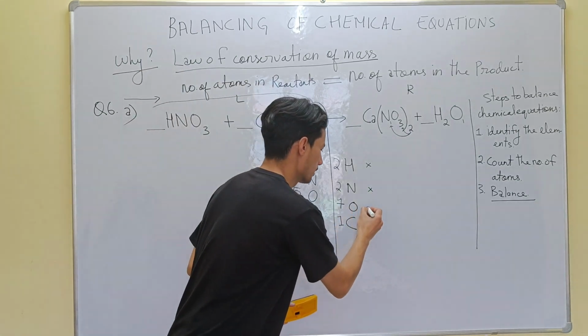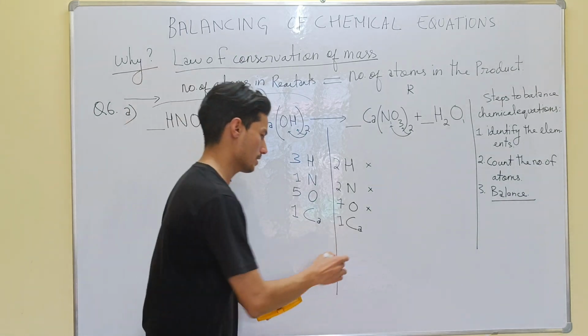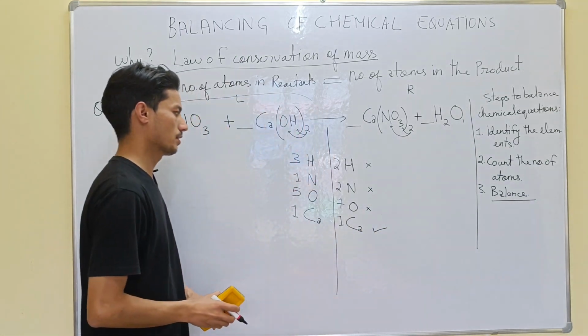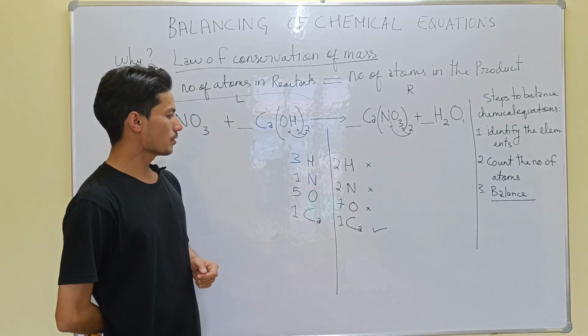Okay, they are not balanced again. We have 1 calcium and 1 calcium. They are balanced? Yes. So only calcium is balanced. Okay, no need to worry. We will gradually balance all of them. So now let's balance them.